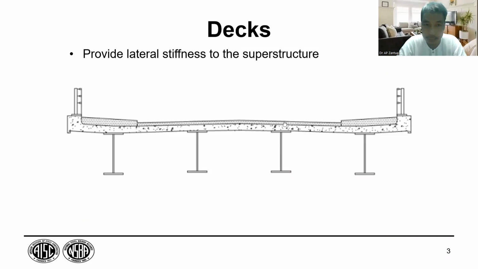So decks. Okay. This is the parapet. This is another parapet. So the edge barrier could be a parapet. So that is a parapet. Okay, so the edge barrier for a bridge could be a parapet.